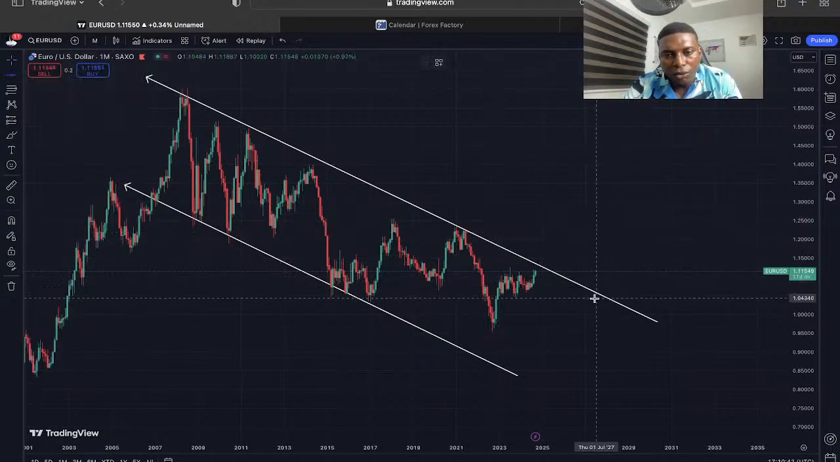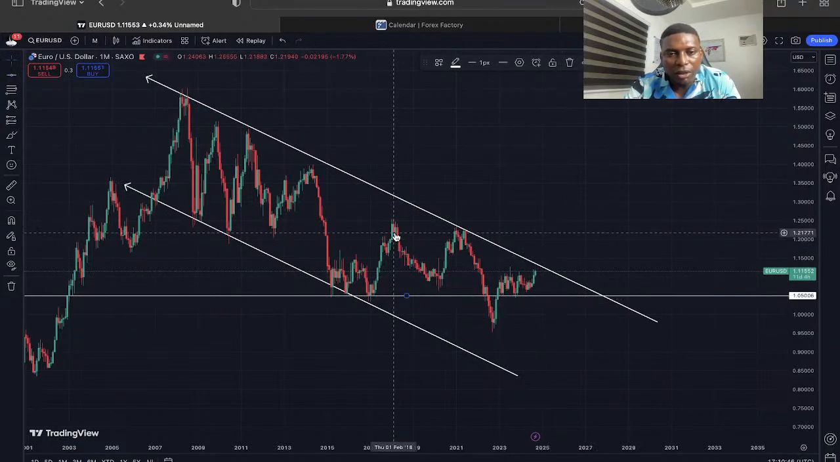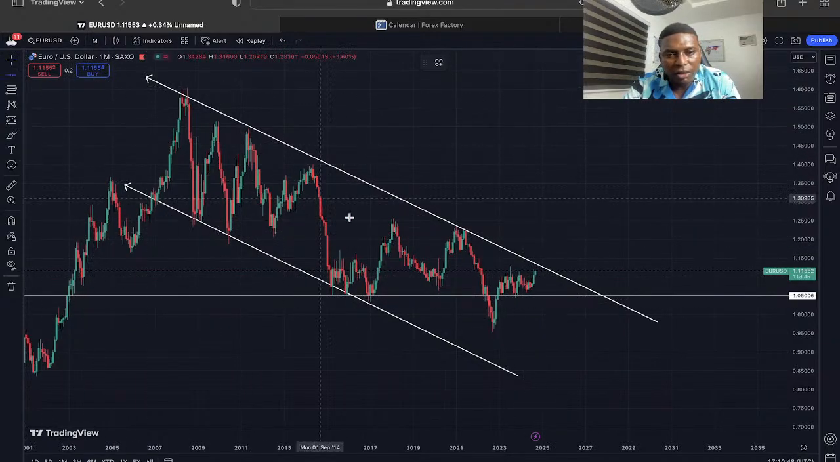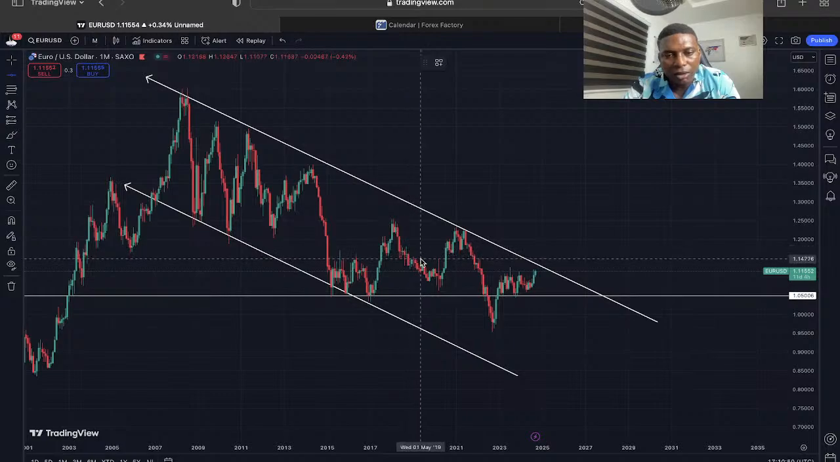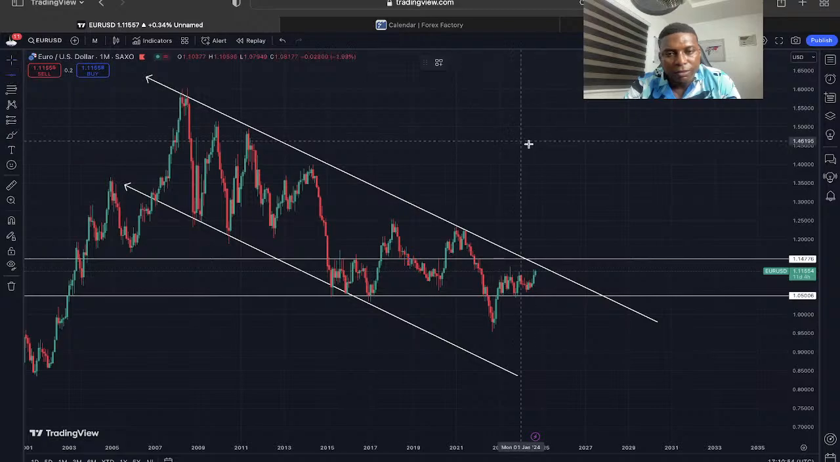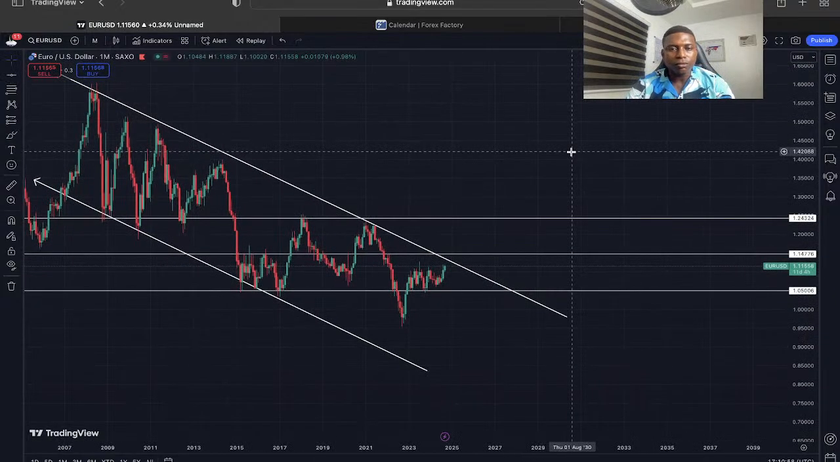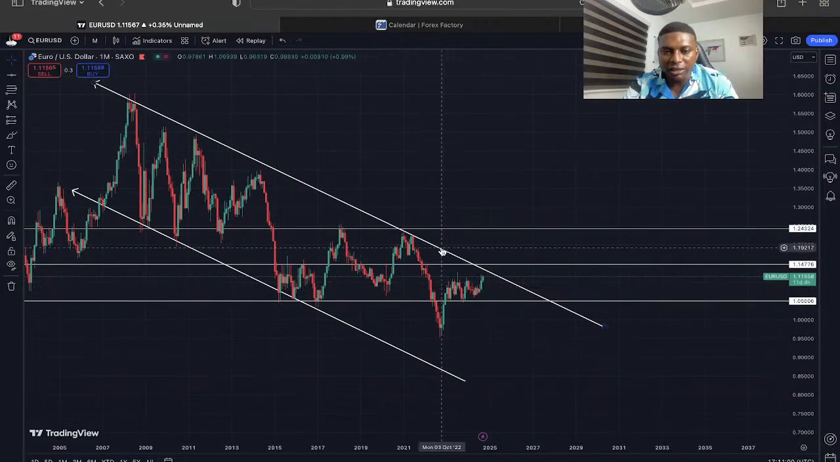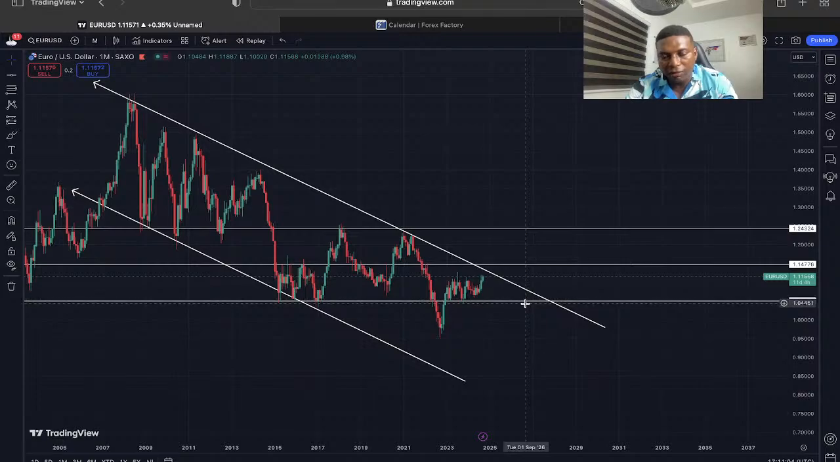There are key levels here. We have a key level here, and here, and here. So it's obvious that there are key levels ahead and key levels below. These are support zones below, and these are resistance zones above.